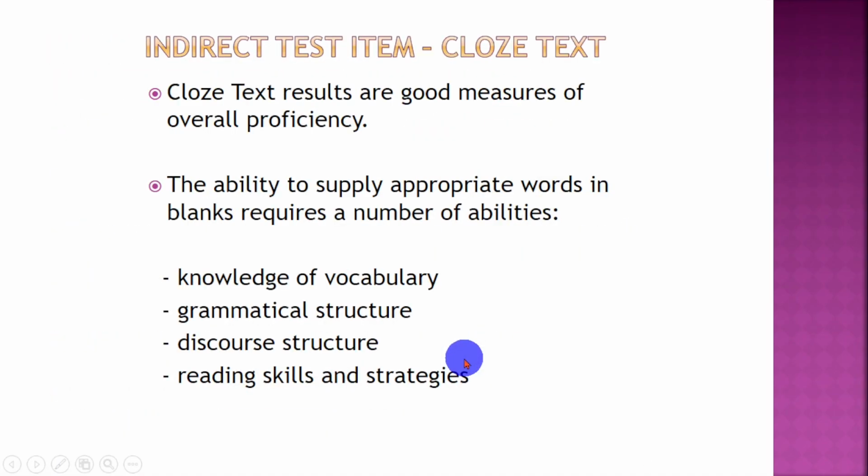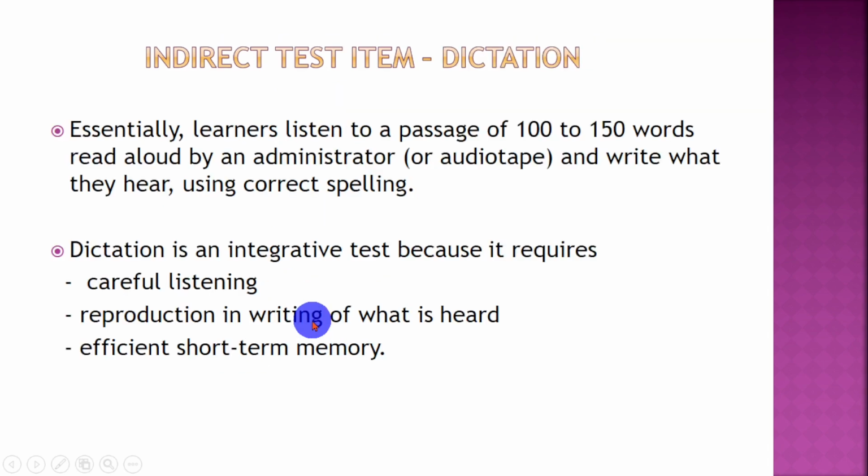Indirect test item: closed test. Closed test results are a good measure of overall proficiency in language. The ability to supply an appropriate word in a blank requires a number of abilities: knowledge of vocabulary, grammatical structure, discourse structure, reading skill and strategy. So these are the indirect test item types.